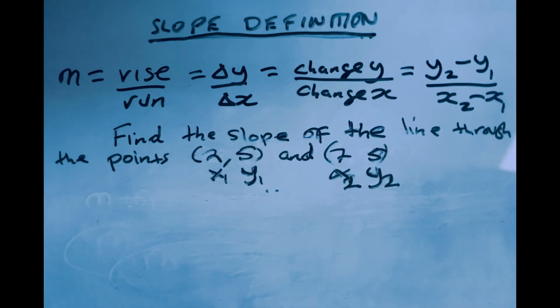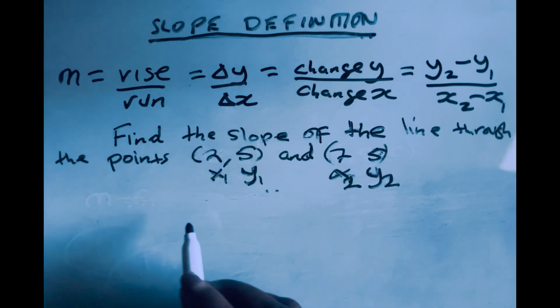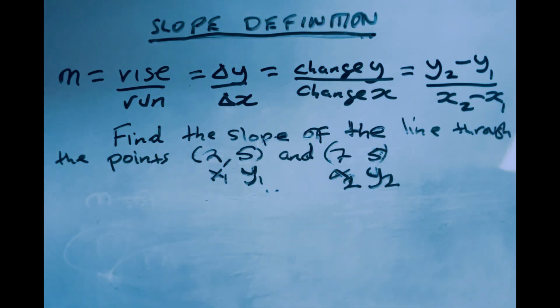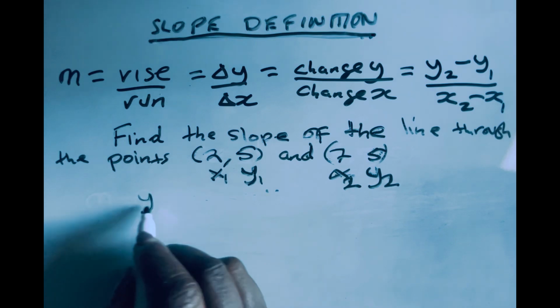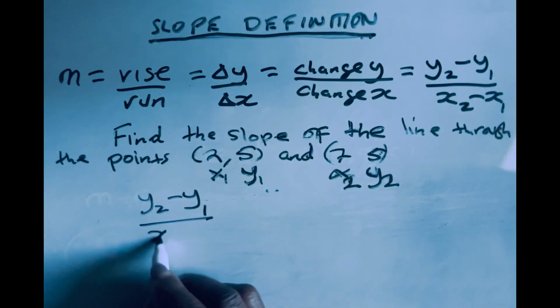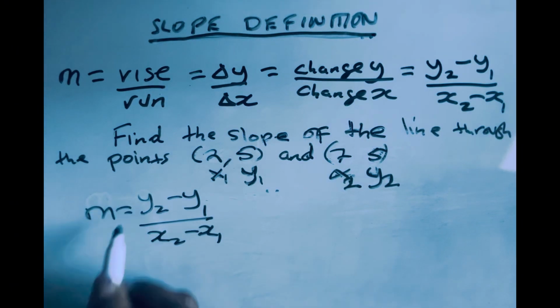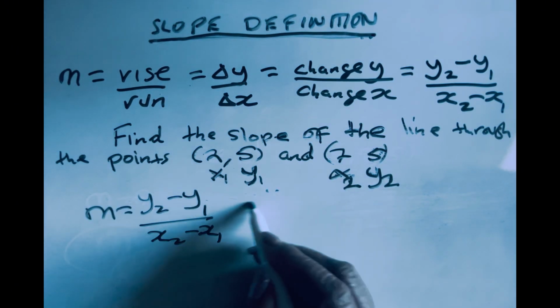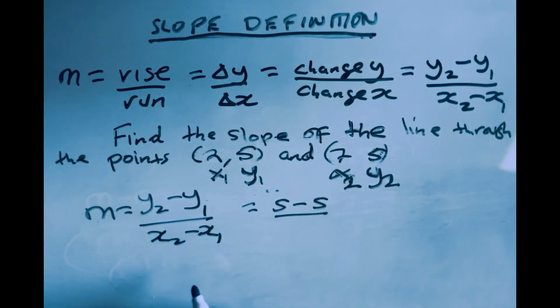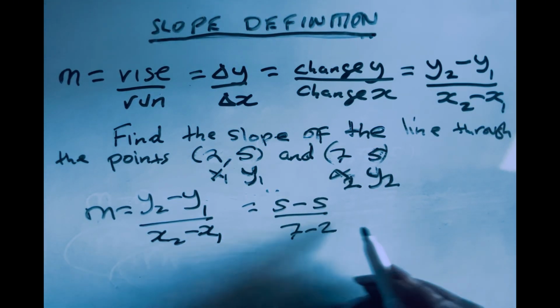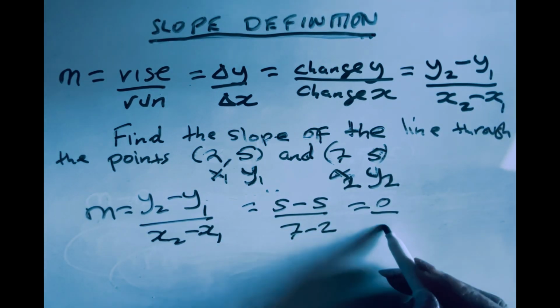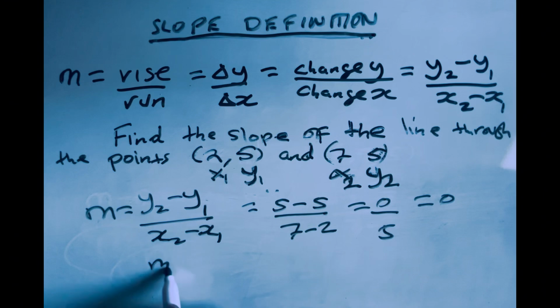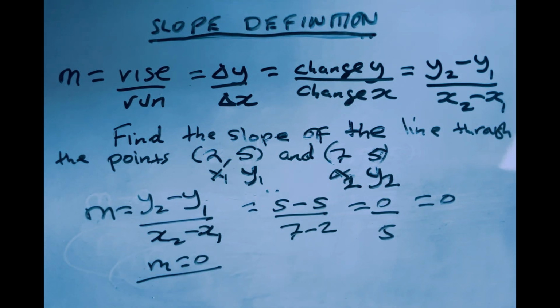We're going to try one more example. In this case, once again, we're going to be looking for change in y over change in x. So we have y2 minus y1 over x2 minus x1 being the slope. Plugging in the numbers, we're going to have 5 minus 5 over 7 minus 2. This will give us 0 over 5, or 0. So we have a slope of 0. One thing you need to remember, when we have a slope of 0, then our line will actually be a horizontal line.